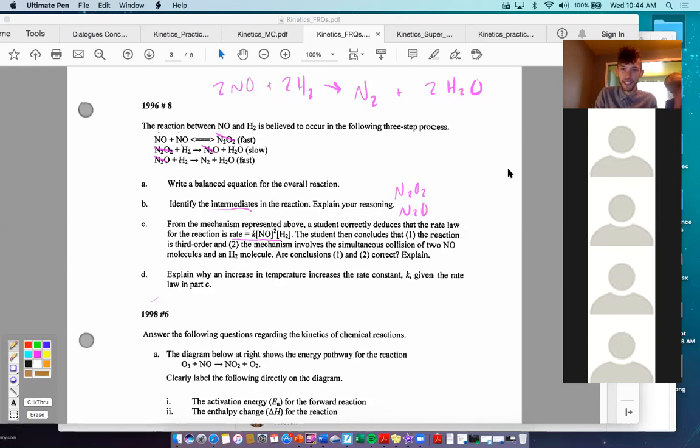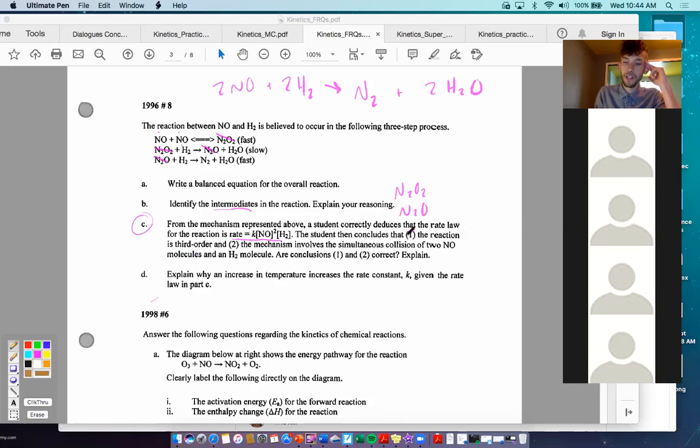Okay, let's look at the rest of this question. The student concludes the reaction is third order, and the mechanism involves the simultaneous collision of two NO molecules and an H2 molecule. Are the conclusions 1 and 2 correct? So this is a really important question. This is probably the hardest one on here. Let's make sure that we talk about it.